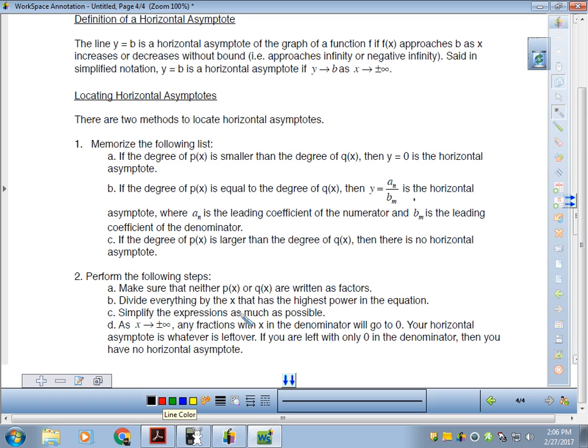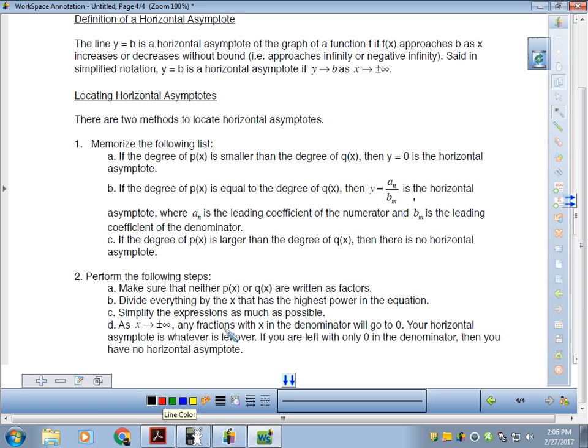A, make sure that p of x and q of x aren't written as factors. Multiply them out as much as possible. B, divide everything by the x that has the highest power. Whatever x you see with the highest power, divide everything in the equation by that x. C, simplify the expressions as much as possible. Reduce things, cancel things out, all of that fun stuff.